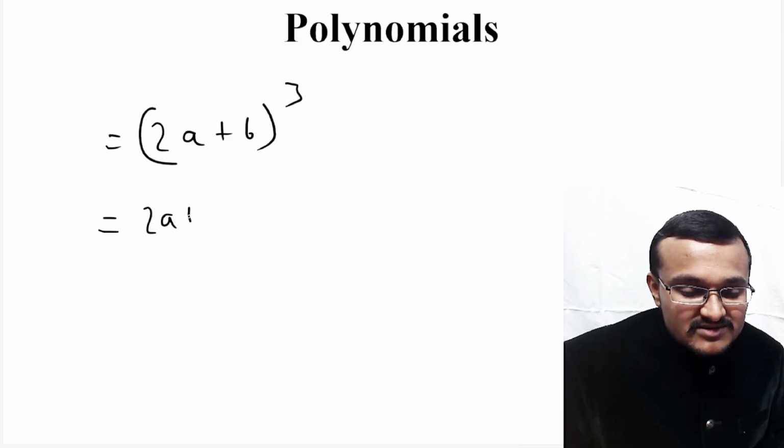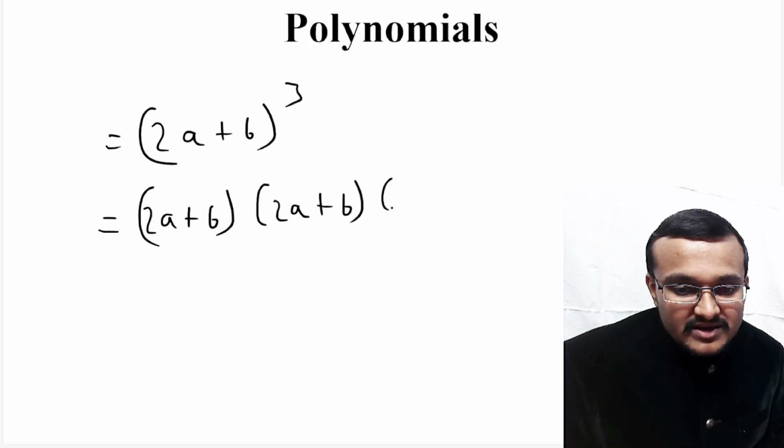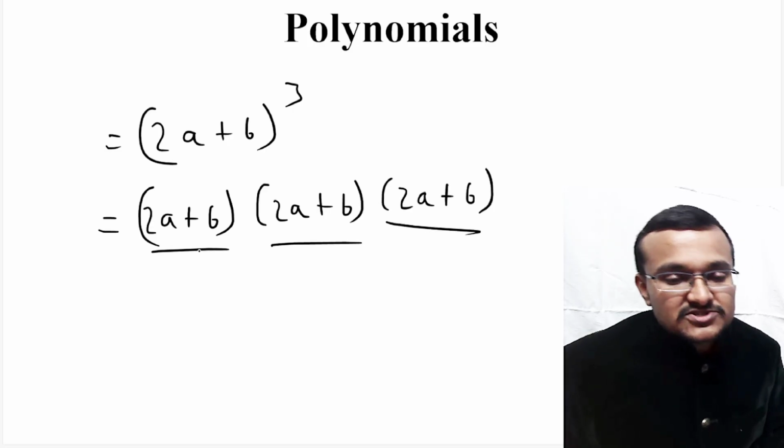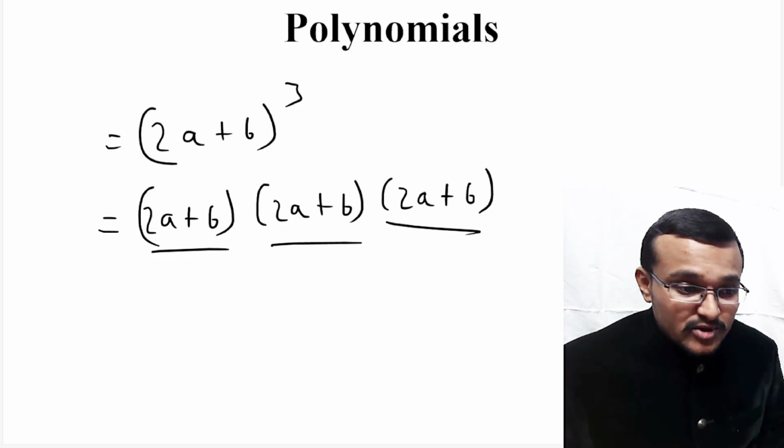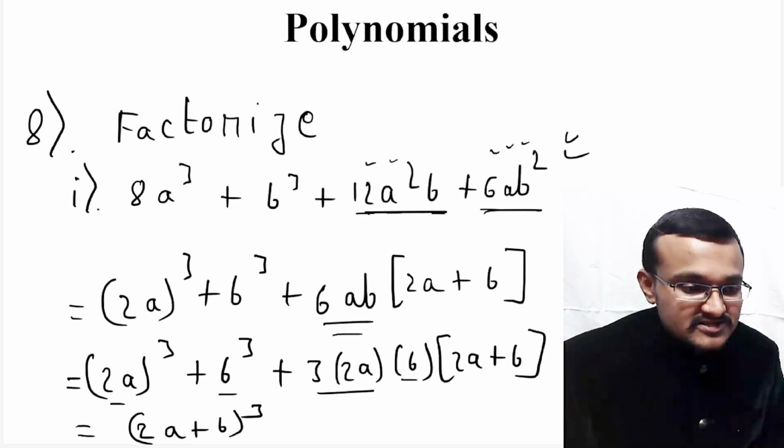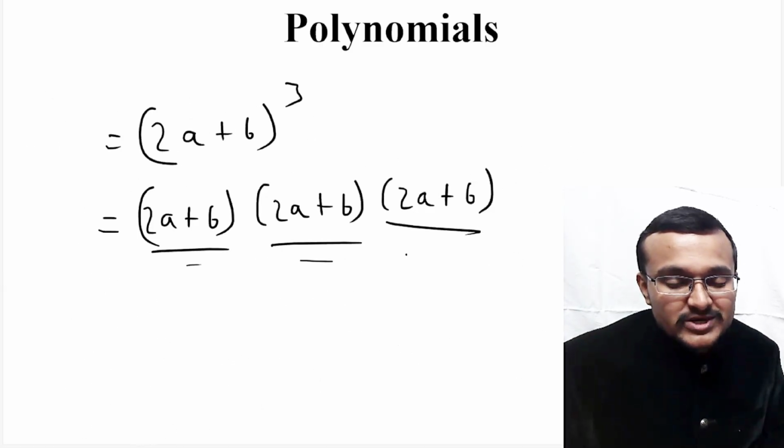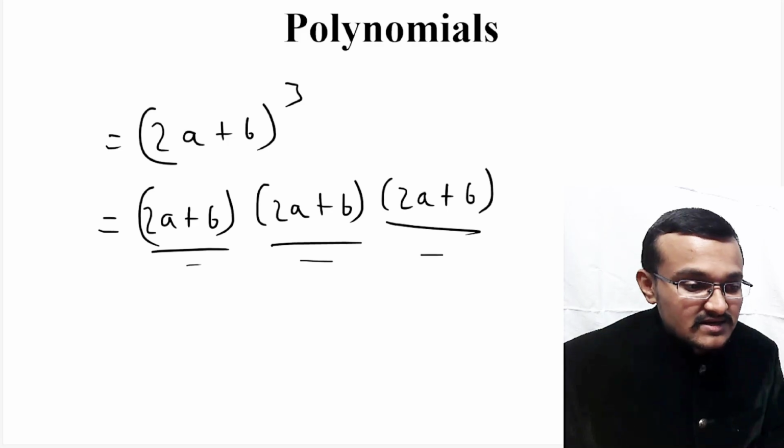That means this is nothing but 2a plus b into 2a plus b into 2a plus b. So these three are the factors of this particular polynomial which they have given in the first question. That is 2a plus b into 2a plus b into 2a plus b.